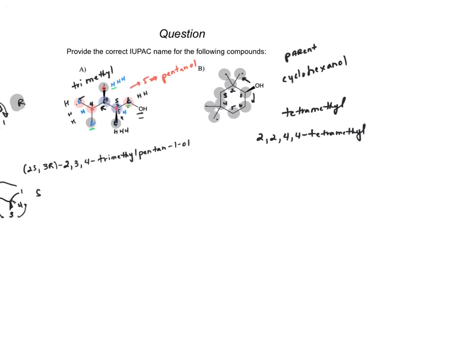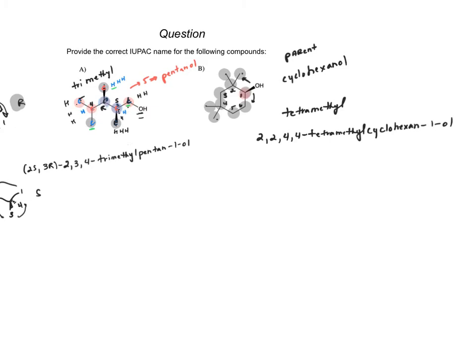And then cyclohexan-1-ol. Again, we have to specify where the alcohol is at the ending there. Now, the only thing that we haven't done here is, again, identify the configuration about this chirality center.